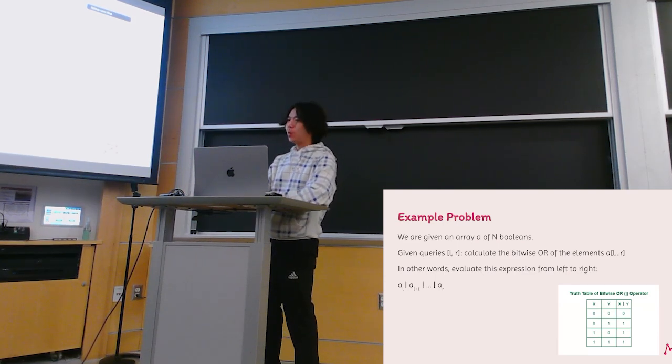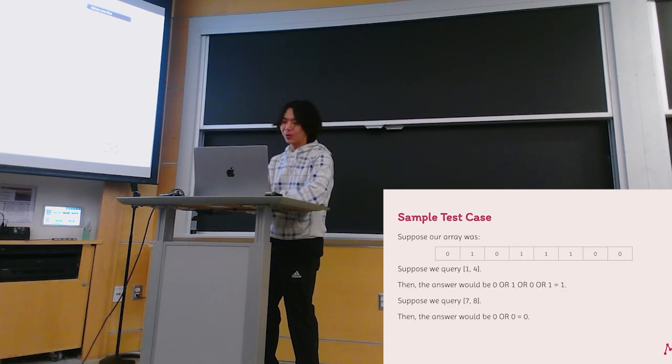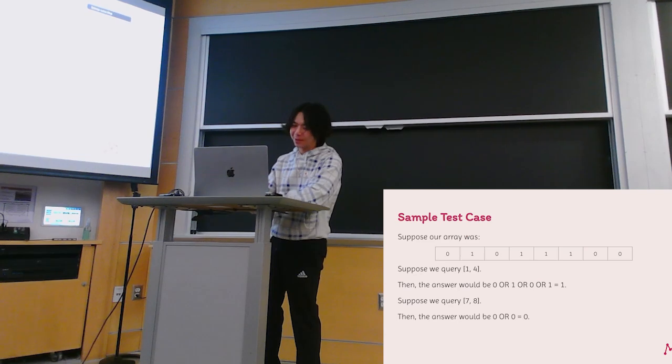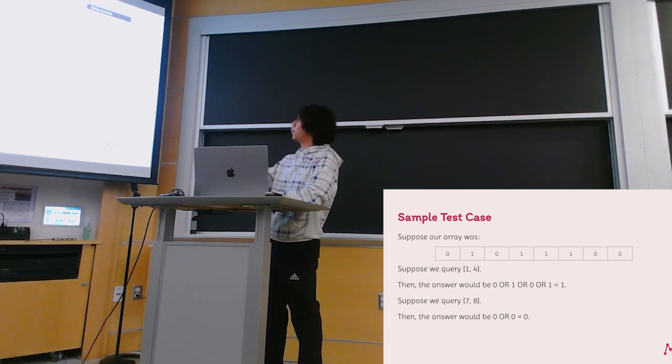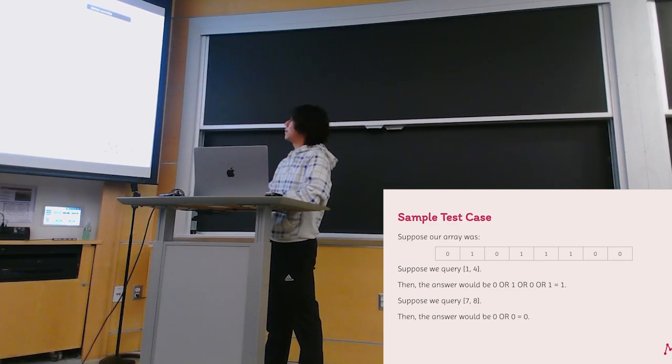Let's do some examples first. If we want to query the range from 1 to 4, we would have 1, 0, 1, 0, which gives us 1. And if we want to query 7 to 8, we'll have 0 and 0, which gives us 0.